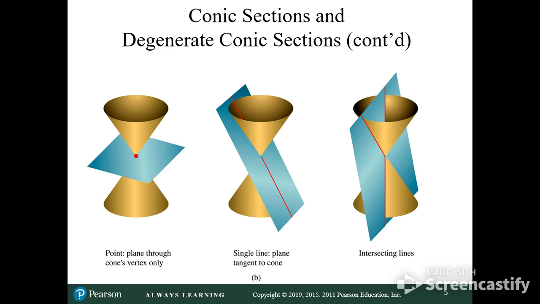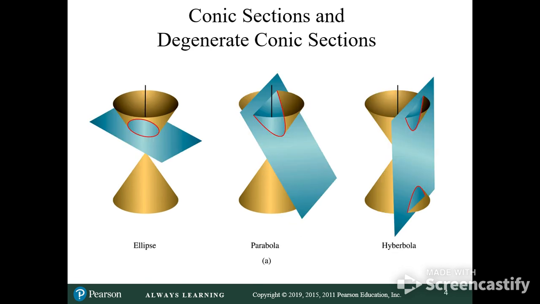Other ways of hitting cones: if you go right through the center where they meet, it'll just make a dot. Right along the edge, it'll make a line. And right through the vertex of where they hit, it makes two V's. But we're not going to worry about the dot, the line, the V's. We're going to worry about ellipses, parabolas, and hyperbolas this chapter.